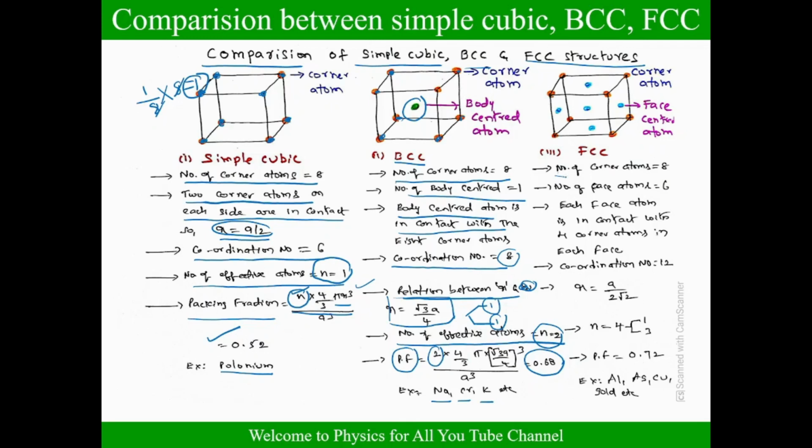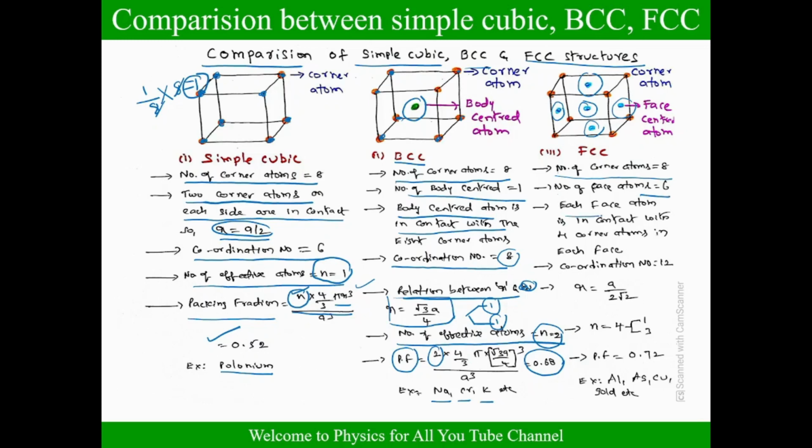In the face centered cubic structure, the total number of corner atoms is 8. These atoms occupy the 8 corners of the unit cell. In addition to the 8 corner atoms, 6 more atoms occupy the center of each face. This is the first face centered atom, second, third, fourth, and the fifth face centered. At the back side of this face, one more atom is present. Therefore, the total number of face centered atoms is 6.